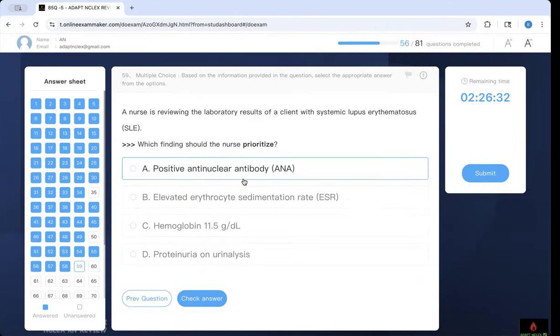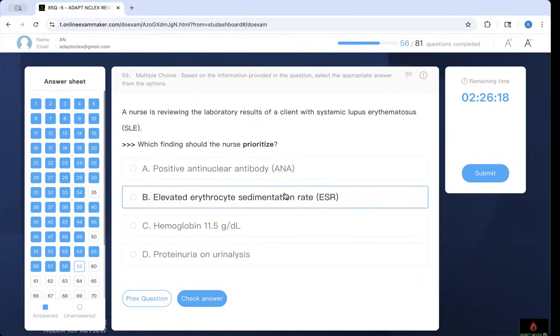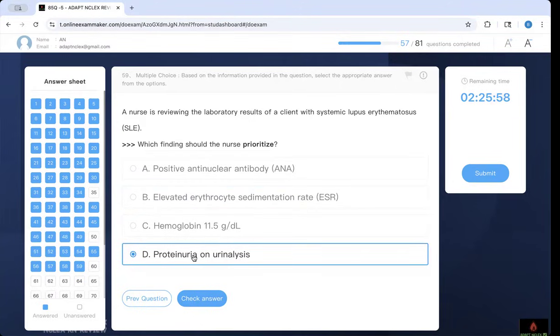Positive antinuclear antibody: that is the diagnosis of lupus. Elevated erythrocyte sedimentation rate means inflammatory reaction due to the rheumatoid problem. Hemoglobin 11.5 is not that low. Proteinuria in urinalysis means you have a kidney issue. You have to pick this one, right? Your kidney is affected. ANA and ESR are consistent with the disease. With hemoglobin you may have anemia, but 11.5 is okay. But when there is protein, your kidney is damaged. We pick that one.